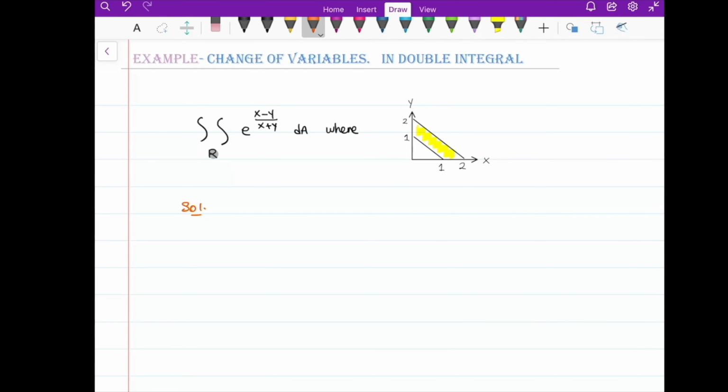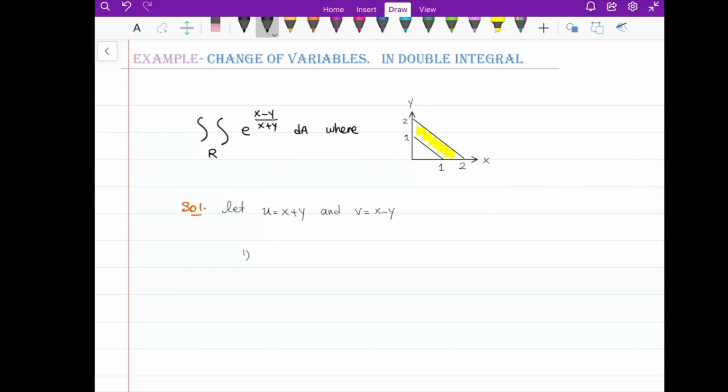In this video, I'm gonna solve an example of the double integral of e to the power of (x minus y) over (x plus y) dA, where the region R is this region that is between these two lines. So let me start by changing the variables. I'm gonna set u to be x plus y and v to be x minus y.